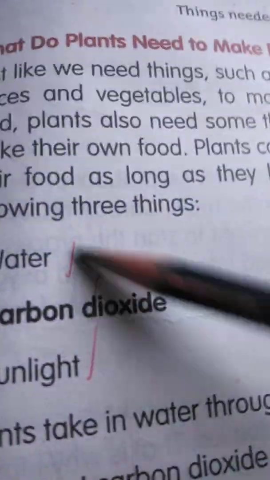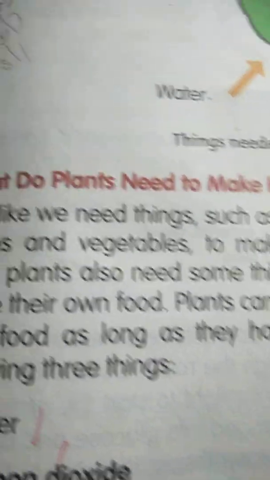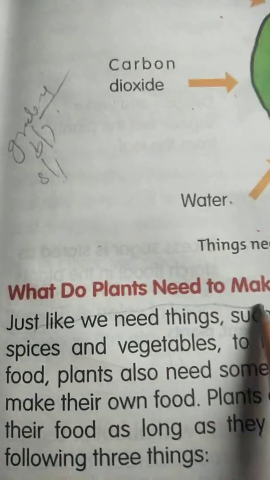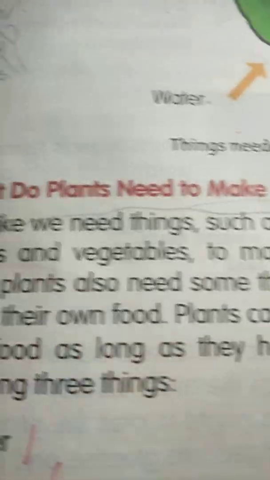Draw this plant. Okay. Draw the plant. The process you have to write. This process you have to write. Okay. Write this process. How the plants make the food. See here. What do plants need to make food? This process you have to write.